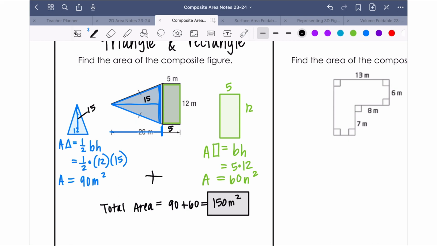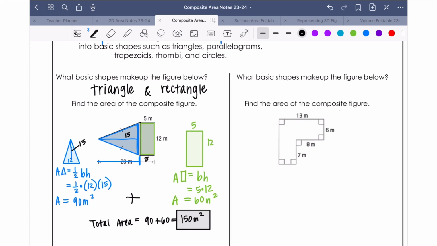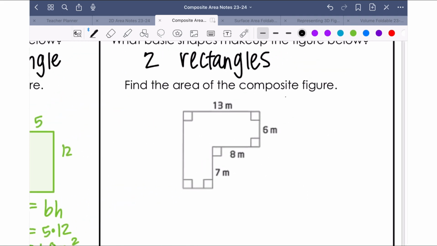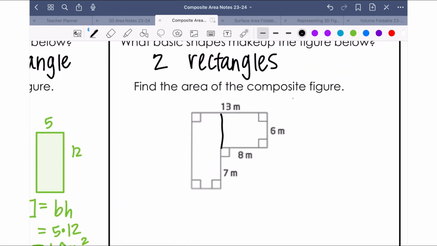Okay, and that's how it's done. So let's do this one. Okay, what two shapes are here? These are two rectangles that make up this shape. Okay, so you can split it up different ways. Last year I had students split it up this way, or you could do it this way. I'm just going to go across like this.